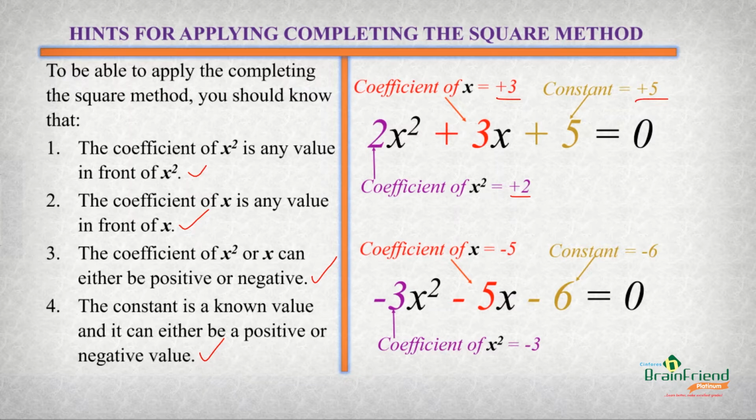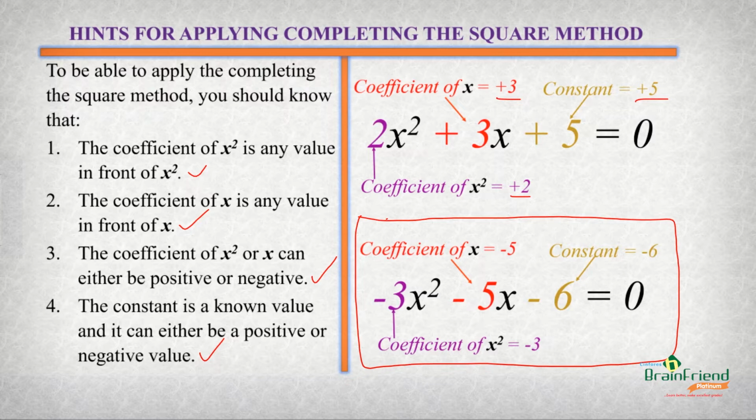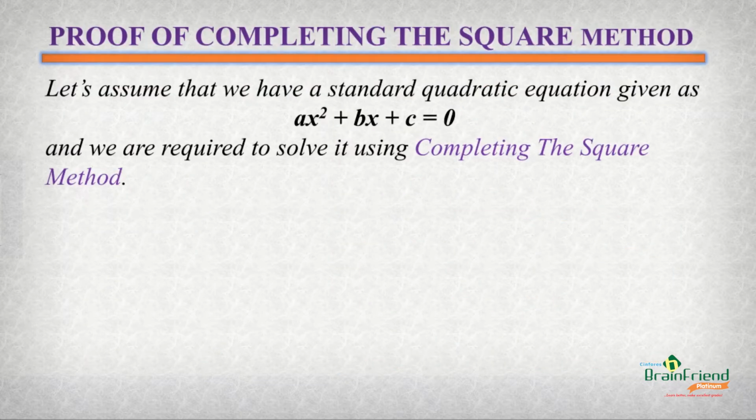In the next one below, you can see all the coefficients and constant labeled. And also note that in this case, the coefficients are all negative and the constant is as well negative. So now let's go on and prove the completing the square method.